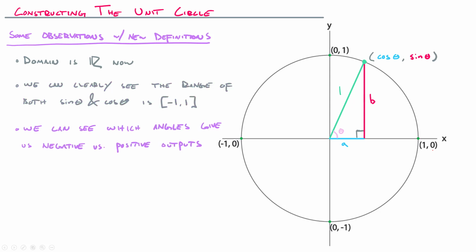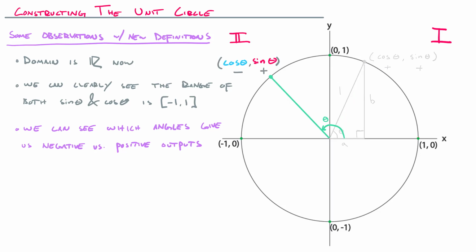We can also see which angles give us negative and positive outputs. Since cosine is associated with an x coordinate, we know that cosine is positive, for example, in quadrant 1. So is sine, actually, because in quadrant 1 we have the positive axis of y and the positive axis of x. In quadrant 2, cosine is actually negative and sine is positive. So if you plug in something between pi over 2 and pi, or between 90 and 180 degrees, the cosine of that angle will be negative and the sine of that angle will be positive.